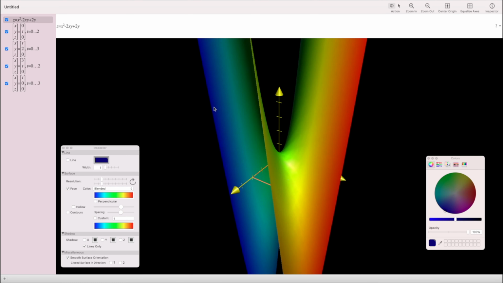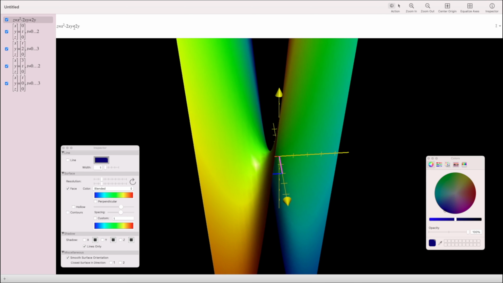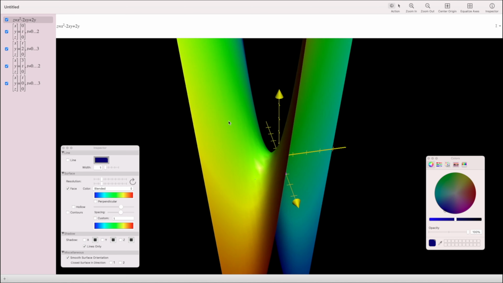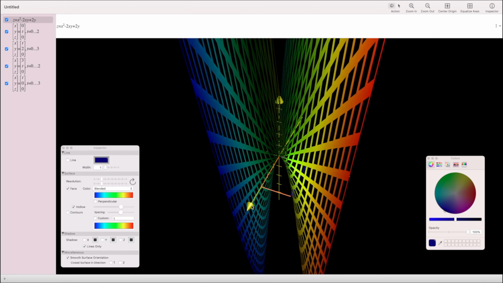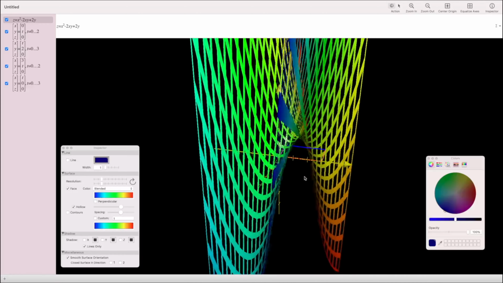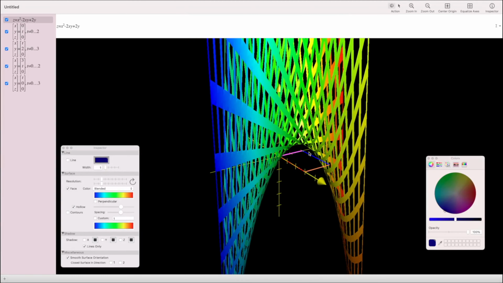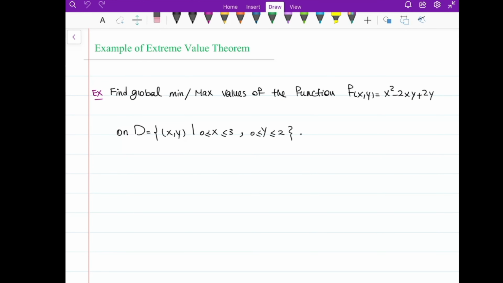So this is the graph of the function f, x squared minus 2xy plus 2y, and the domain D that we consider is this rectangle in here. We're gonna see what is the maximum or minimum of this function on this domain. Okay, just this part. So let's start writing the solution.